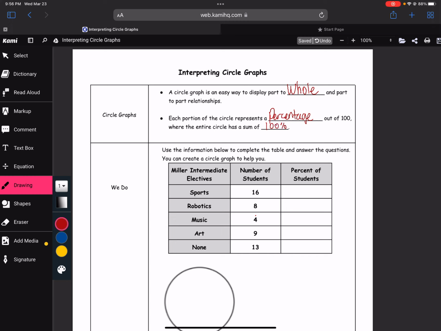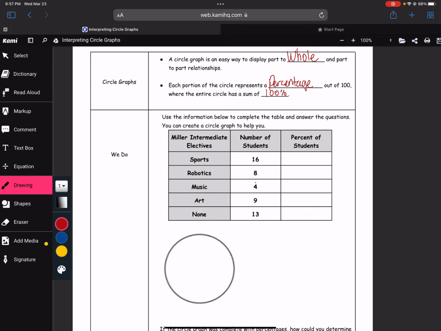So now let's go ahead and do this. We use the information below to complete the table and answer the questions. You can create a circle graph to help you. So what I'm going to do is set up proportions, and see what my total number of students is. So I'm going to add all these together. That's going to give us a sum of 50. It's asking us to find the percentage of each student.